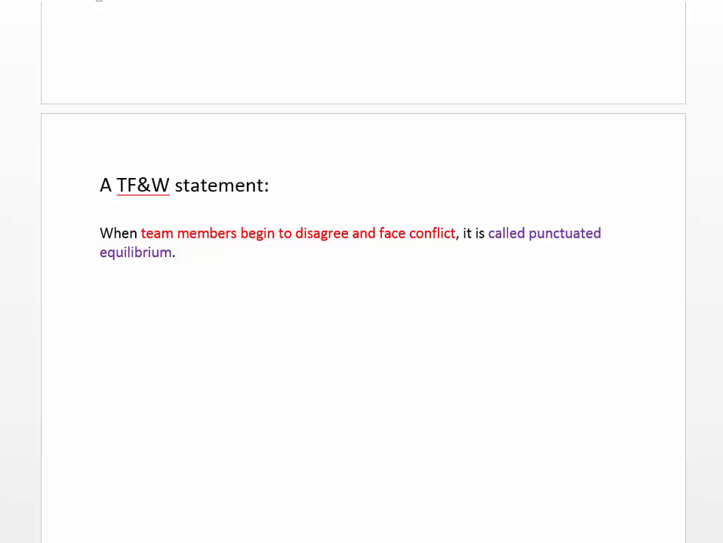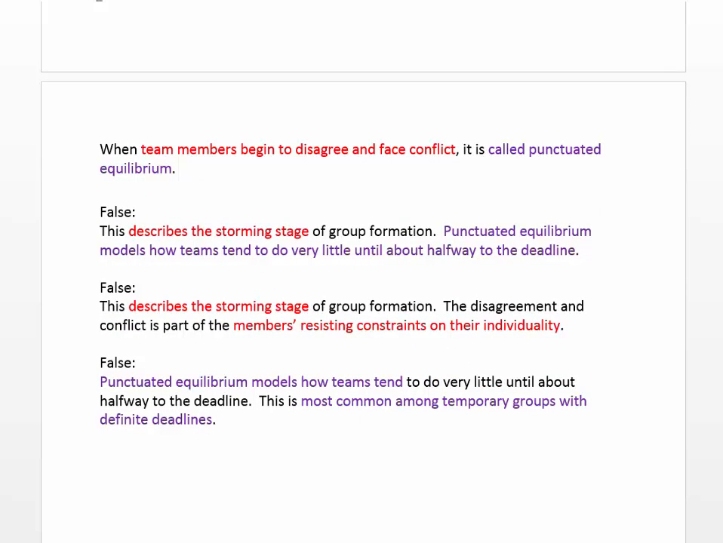That's not right. We know when team members begin to disagree and face conflict, that happens during the storming stage. So I'll tell them that this describes the storming stage. If I want to continue talking about this, punctuated equilibrium models how teams tend to do very little until about halfway to the deadline. So there's my 2 points. Now in the second example, I've answered the first part exactly the same way. This describes the storming stage. Then instead of going to the second part, punctuated equilibrium, I've just stayed with storming. The disagreement and conflict is part of the members resisting constraints on their individuality.